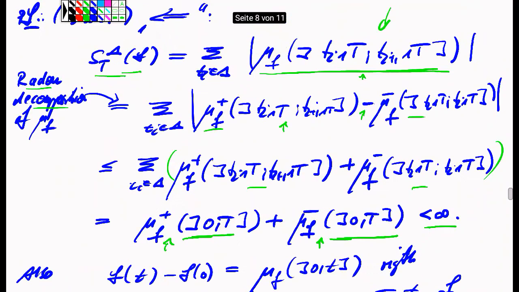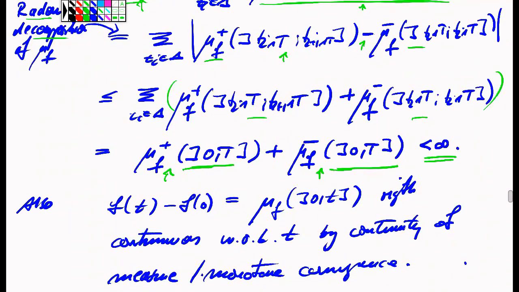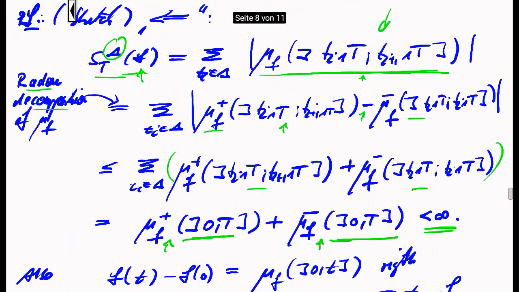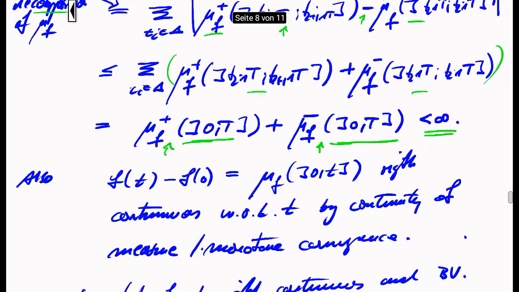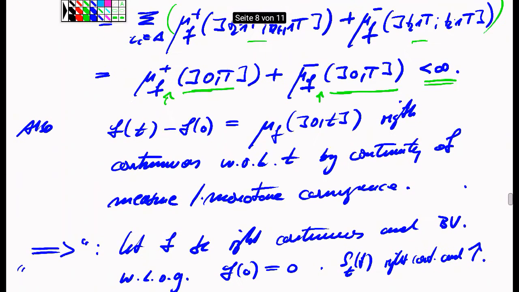So this tells me that for all possible partitions delta, the total variation of the function f when evaluated on this grid is bounded from above by a finite number which does not depend on the grid, and so therefore this function f is of bounded variation. Again, the right continuity of the function is a straight consequence of the continuity of measure by approximation from above, or if you want to relate it to monotone convergence, just by monotone convergence.